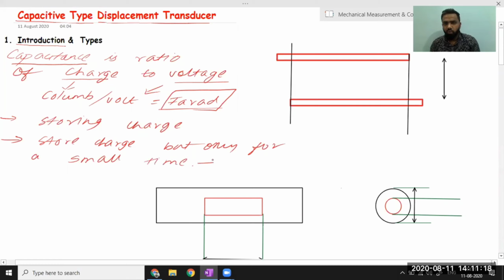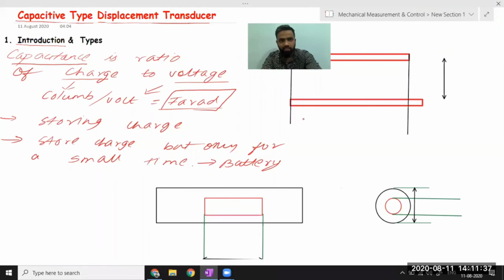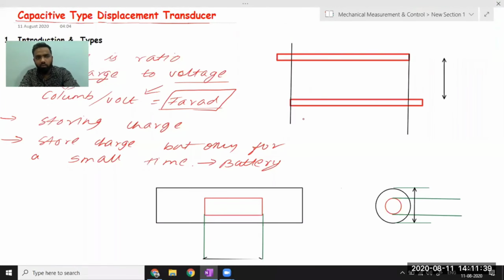So we always require some kind of a battery. If you have stored the charge and you want the charge to get repeated, what do you need in the system? You always need a battery. Now I'm going to explain how we use this capacitance type of displacement transducer to measure the displacement.